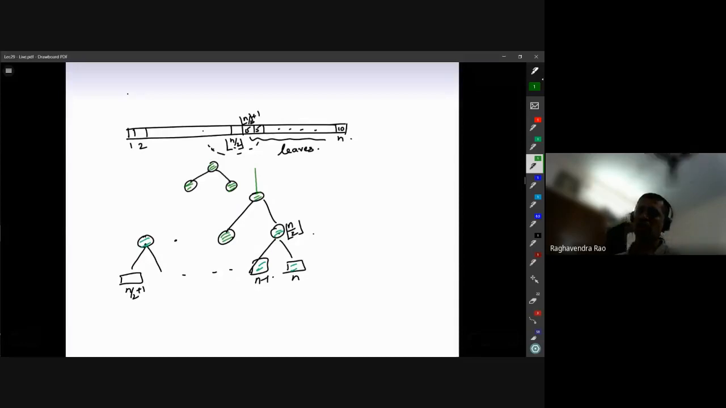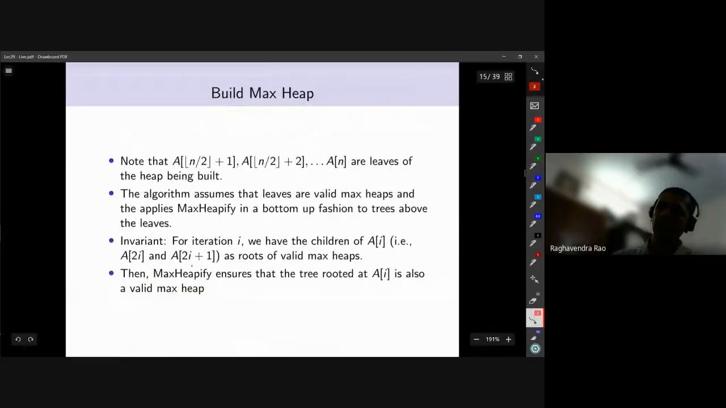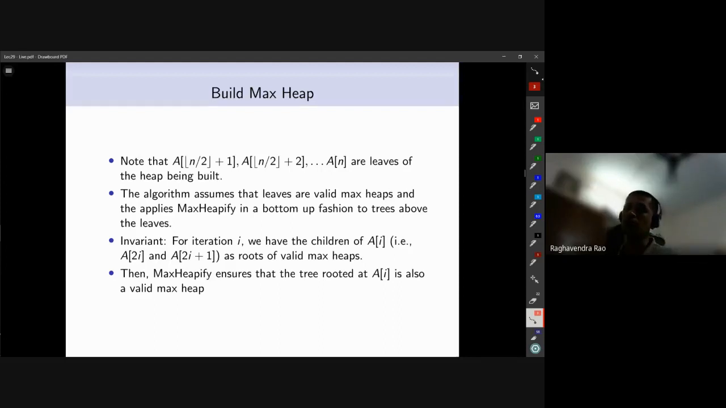So this is the English description of whatever I've said. The array indices n by 2 plus 1 onward until a_n are leaves of the heap being built. Now the algorithm assumes that leaves are valid max heaps, and applies max heapify in a bottom-up fashion to the trees above the leaves. So the invariant is, for the iteration when we consider index i, the children of a_i, that is a_2i and a_2i plus 1, are roots of valid max heaps. And then max heapify ensures that the tree rooted at a_i is also a max heap. So you have a larger heap. At the end, the index is going to be 1. When you call max heapify a_1, that's going to convert the whole tree, or array, into a heap structure. So that's exactly what is being done in this procedure.